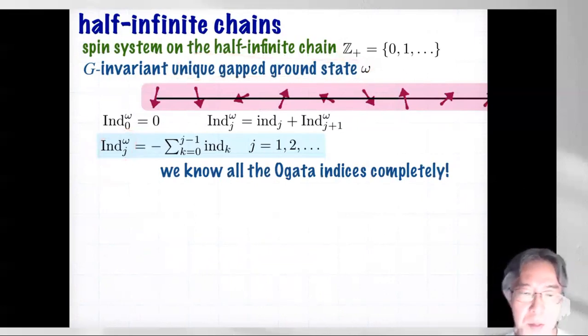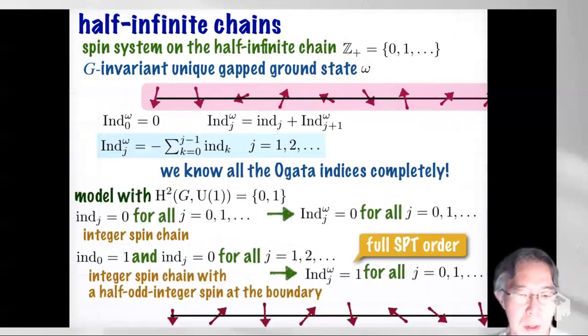Let's look at some examples. Again, I consider the standard case where H2 is 0 or Z2, like the standard Z2 cross Z2 invariant case. So consider the usual integer spin chain. Integer spin chain means all the spins are integer, like spin 1, and all the local spin indices are 0. And then, of course, in this case, we see that all the Ogata indices are 0. Of course, we have this assumption that there is a unique gapped ground state, but in this case, we don't have any SPT.